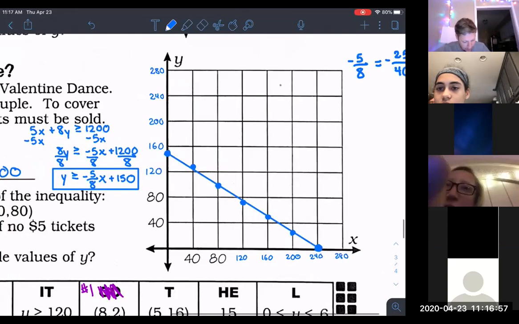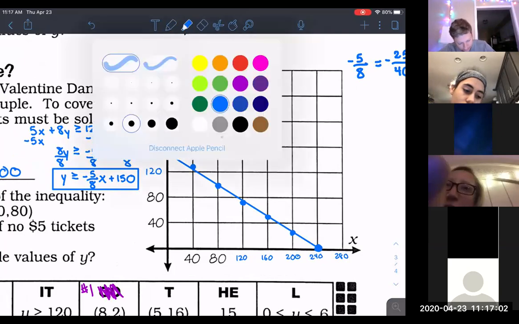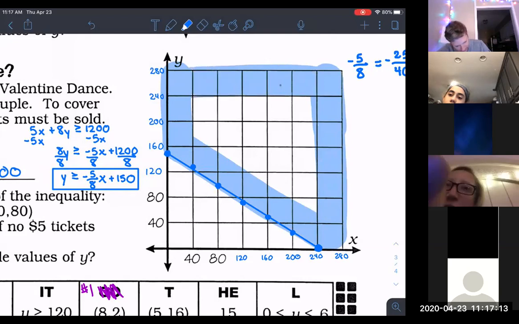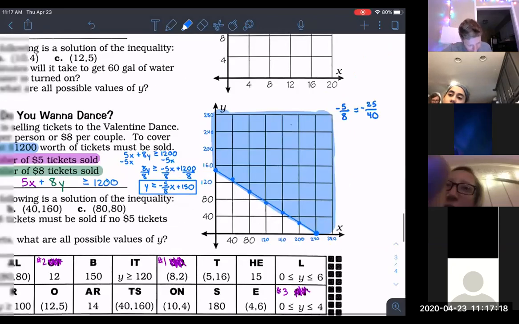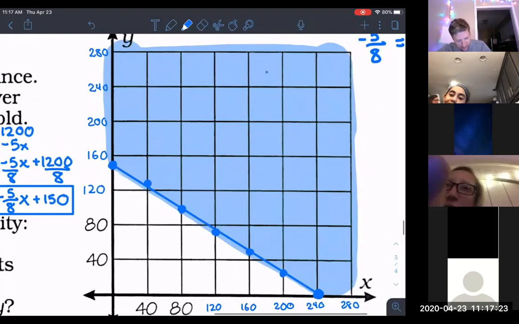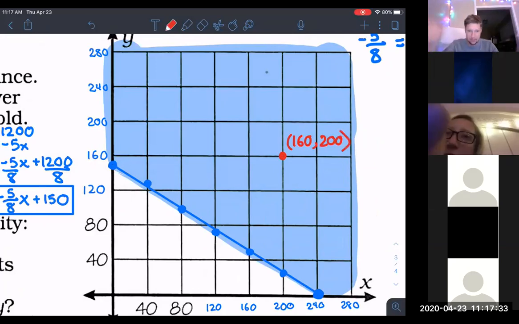Okay, and then are we going to shade above or below the line? Look at the sign we got. Yeah, we are going to shade above. So we shade everything, and then all these points here would be solutions. It means that the school would make enough money in the dance to cover the cost of expenses. If they sell any combination of tickets in here, they'll be good. So like this point right here, that point is they sell 160 single tickets and 200 couples tickets. They'll make plenty of money. They're going to make way more.